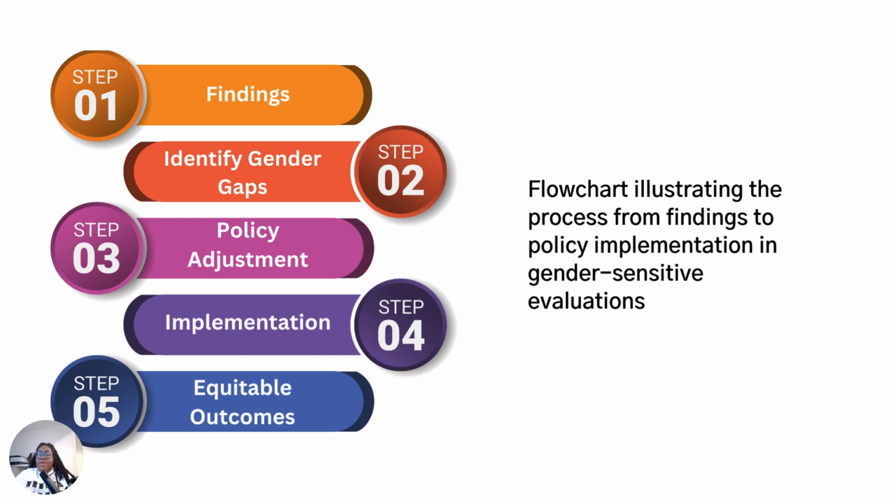Following this, we have a policy adjustment, which represents the stage where policies are revised or developed based on the identified gender gaps. The next step is implementation, where these adjusted policies are put into action. Finally, the process aims to achieve equitable outcomes, ensuring that the policies' results are fair and inclusive and benefit all gender groups.